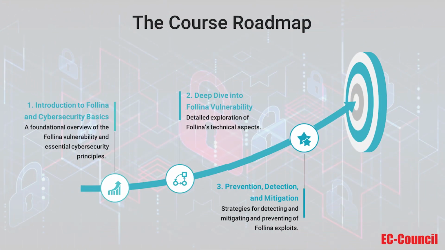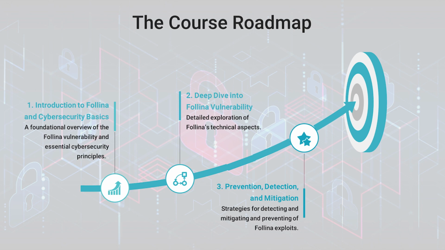Let's see the course roadmap. Section 1 introduces the Follina zero-day vulnerability, providing a detailed background on its discovery and the historical context of malicious Office file exploits. We will start by unveiling Follina, delving into the evolution of exploits targeting Microsoft Office, and laying down the cybersecurity fundamentals essential for understanding this threat. The history of Follina, including significant incidents of exploitation, sets the stage for the deep dive to come.